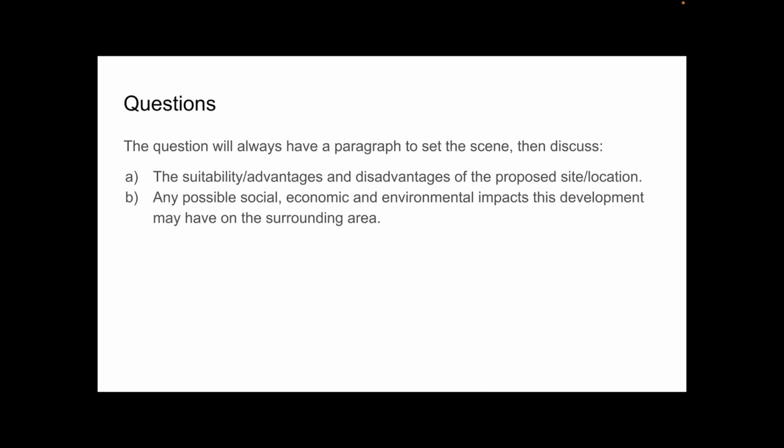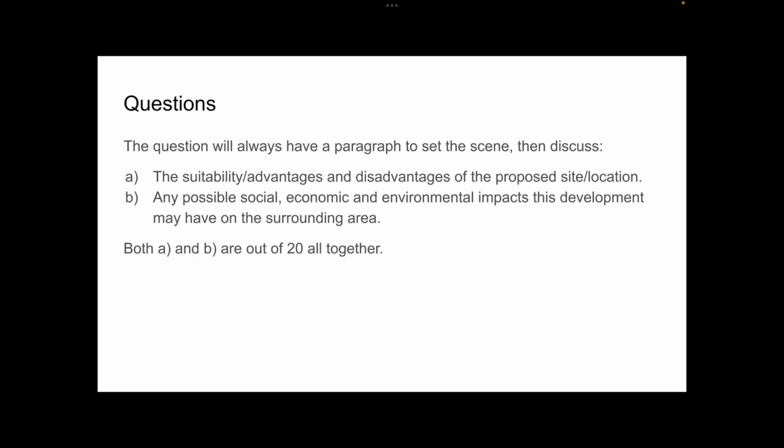Then part A always wants you to talk about the suitability or the advantages and disadvantages, which is just the same, of the proposed site or location. Sometimes they word it slightly differently, but they basically want you to go through what's good and what's bad about where they're going to build it. And they've already decided it is a real thing, it's not something they've made up. And then part B are the possible social, economic and environmental impacts this development may have on the surrounding area. And that is advantages and disadvantages, good and bad for the impacts as well.